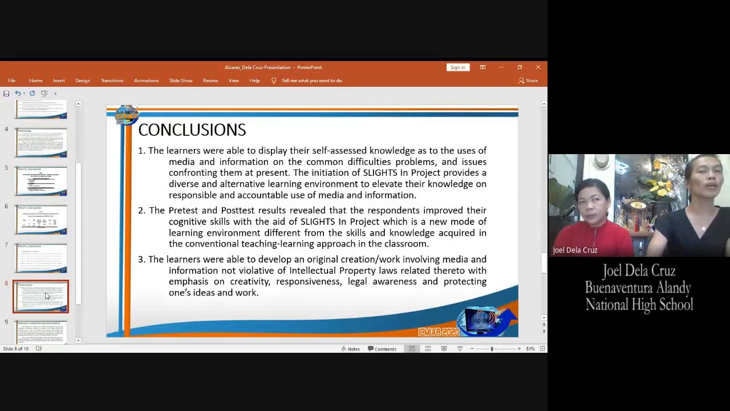Number 2, the pre-test and post-test results revealed that the respondents improved their cognitive skills with the aid of the Slides In project, which is a new mode of learning environment different from the skills and knowledge acquired in the conventional teaching-learning approach in the classroom. And number 3, the learners were able to develop an original creation or work involving media and information not violative of the intellectual property laws related thereto, with emphasis on creativity, responsiveness, legal awareness, and protecting one's ideas and work.